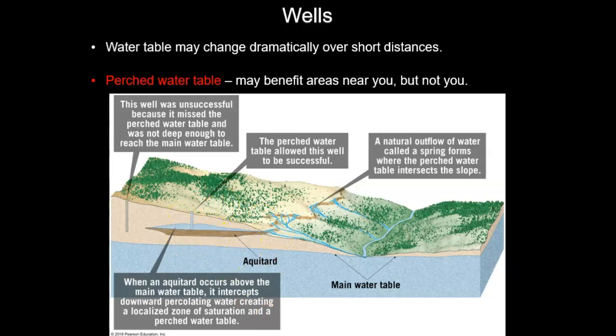So a perched water table forms when an aquitard is situated above the main water table, like it is in the image here. So an aquitard lies here above the main water table, and whatever groundwater flows through the unsaturated zone and gets accumulated on top of that aquitard will be a local water table. So in this situation, you would be the owner of the perched water table aquifer, and then your neighbor would be this guy over here.